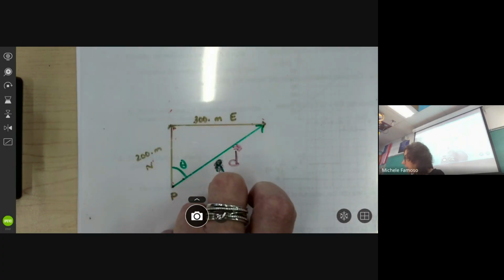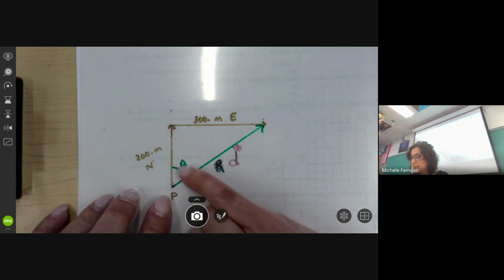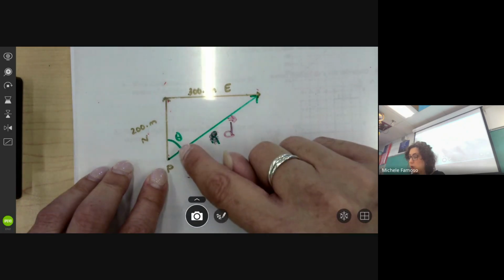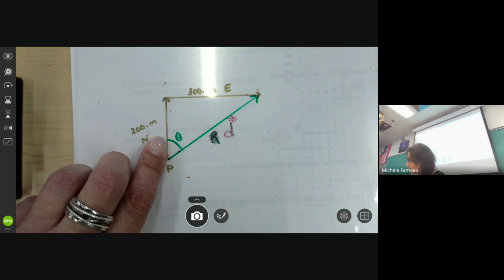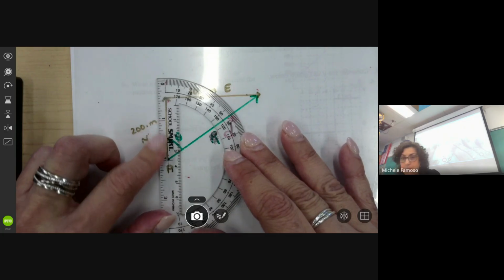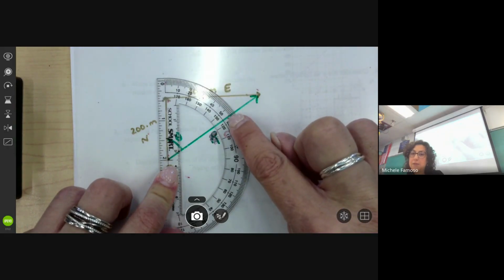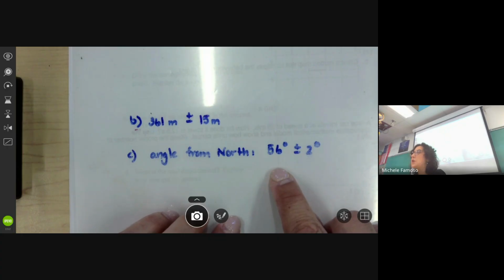And then in part C, it says, what's the angle from the north to here? So that's the angle I want. That is not the angle I showed you how to measure in class, but according to the directions, they want it from the north, which means we're going to take our protractor and place the north as our reference of 0. And we're going to measure over from here. And as you can see, that's giving me 56 degrees. You're given 2 degrees of leeway around that. So anything from 54 to 58 degrees would be allowed.